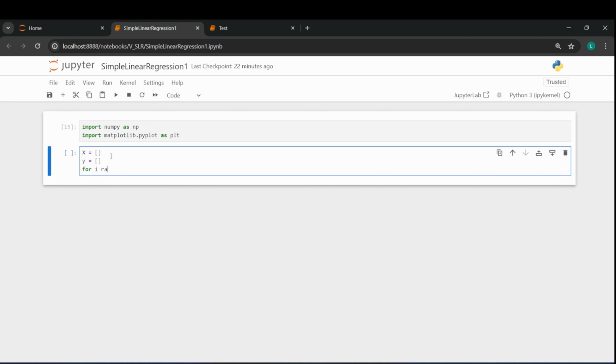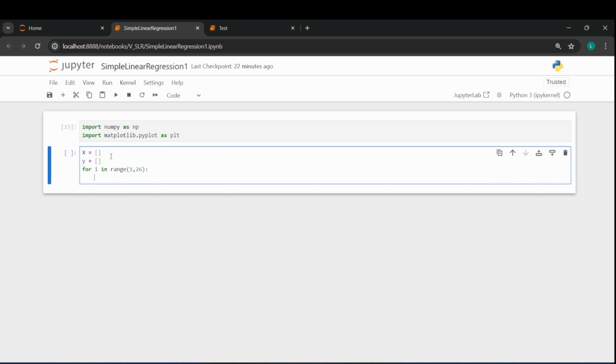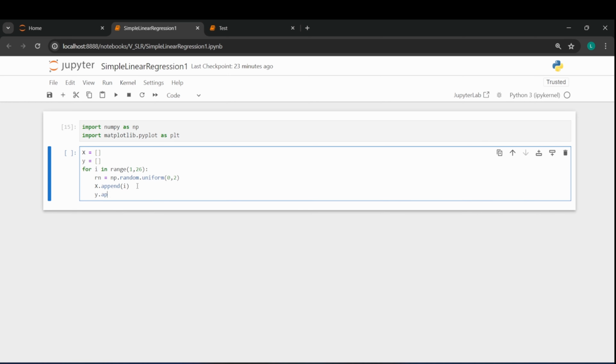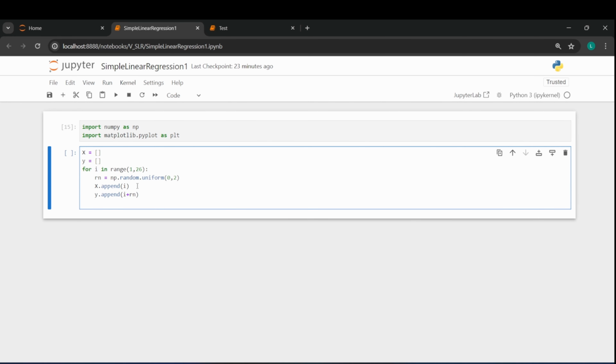So for i in the range of 1 to 26, this will give me numbers from 1 to 25, and first I'm going to create a random number. So np.random.uniform of 0 to 2. This np.random.uniform will give me a random number between 0 and 2, and I'm going to append the value of i to the x, and I'm going to append the value of i plus the random number to the y to give some randomness to the data.